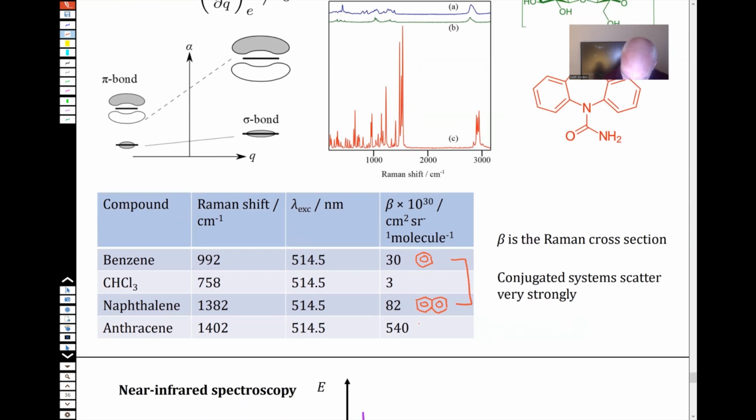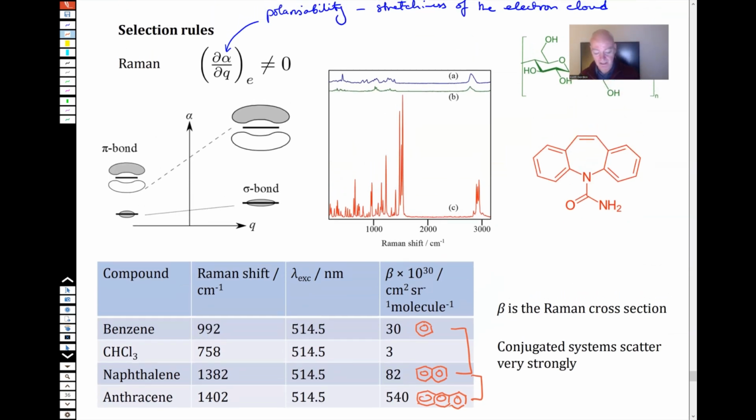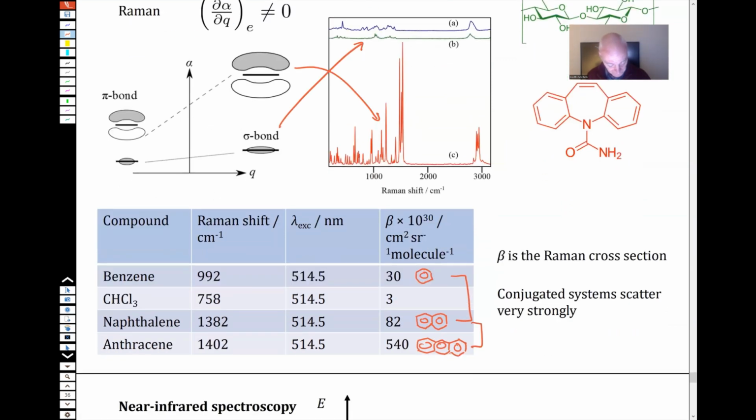Let's put in another benzene ring. Why not? Anthracene, 540. It's a big difference. So the more conjugation you have, the more Raman scattering you get. Raman scattering from very conjugated systems is going to be really, really intense and much more intense compared to the sigma system. So if your sigma bonded system is here and your pi bonded system is here, it makes such a difference to what you actually see.